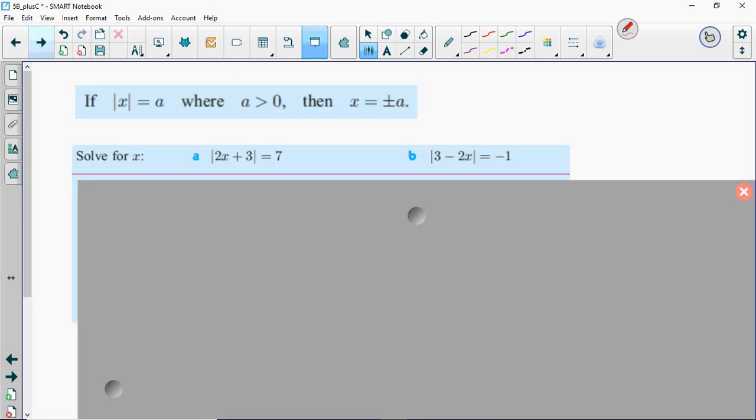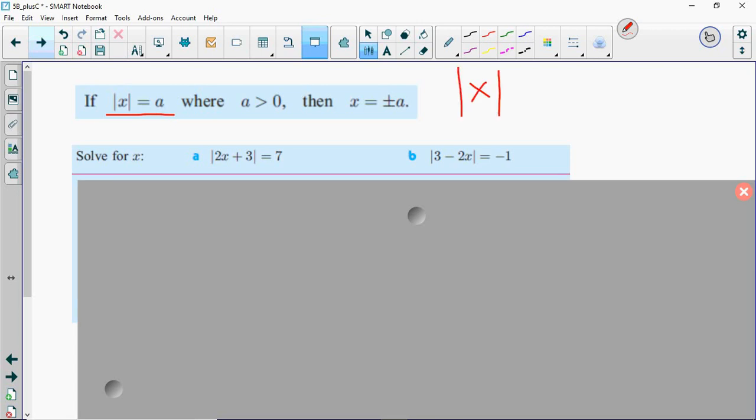Now, solving absolute value equations, this is what we're interested in. So it's important to note that if the absolute value of x is equal to some number a, then x, the number in the absolute value, has to be plus or minus a. Let's just see that with some numbers.